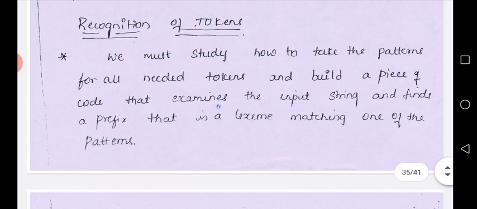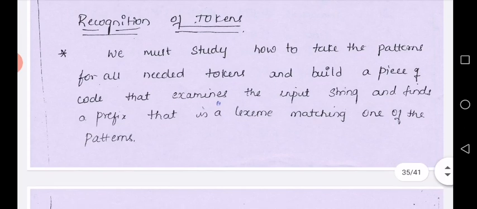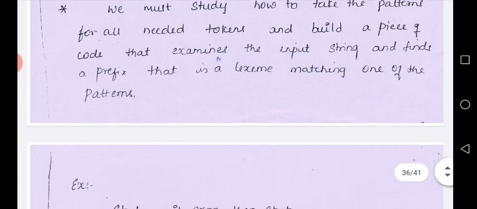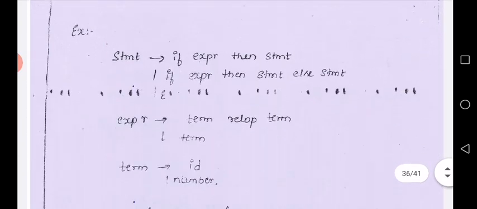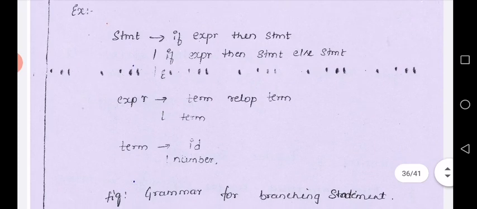For keywords we have one pattern, for identifiers we have another pattern, and for relational operators we have another pattern. The lexeme will be compared against these patterns. According to the pattern match, we decide what kind of token should be generated. Here we have an example explanation. We must study how to take a pattern for all needed tokens and build a piece of code that examines the input string and finds a prefix that is a lexeme matching one of the patterns. Whatever patterns we have, we need to observe which pattern your lexeme is going to match.